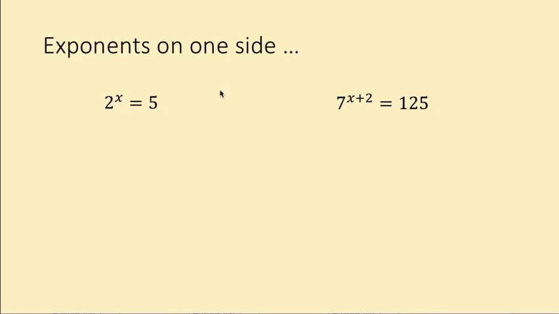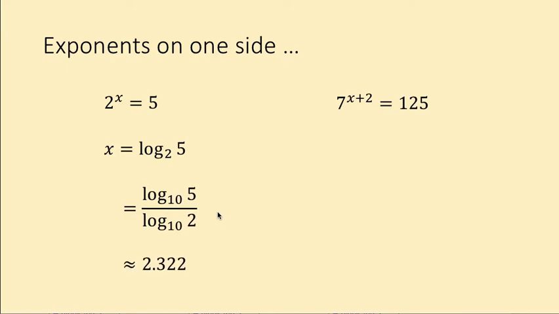into a logarithmic equation. Okay, the base becomes the base, the exponent becomes the logarithm. And you just stick that in your calculator like that. Change of base theorem is the easiest way to do it. Log 5 divided by log 2, and you get this answer, 2.322.